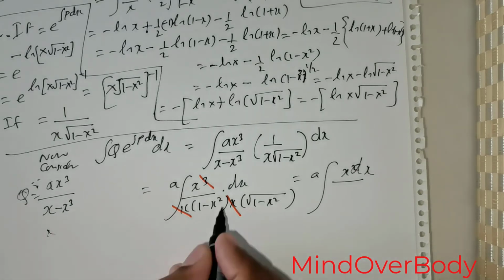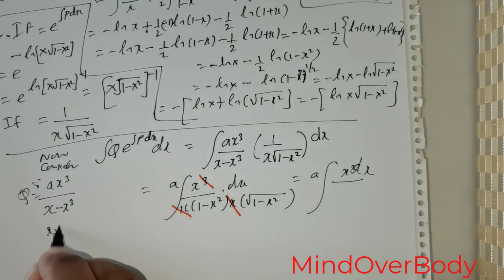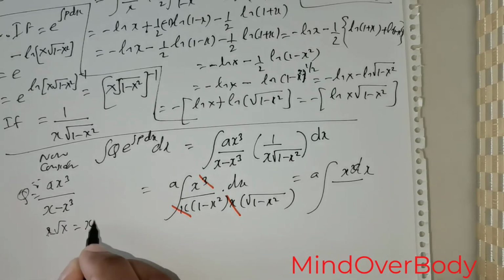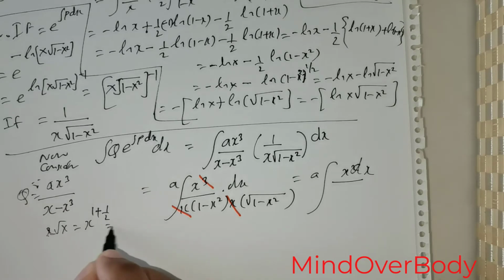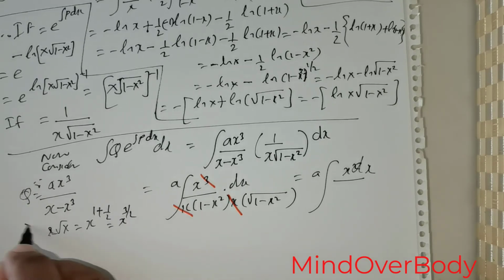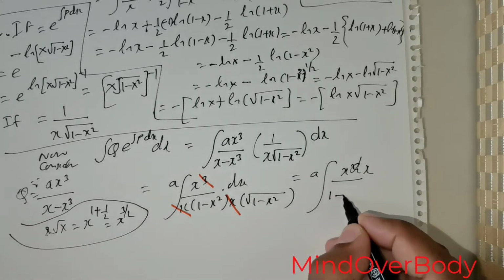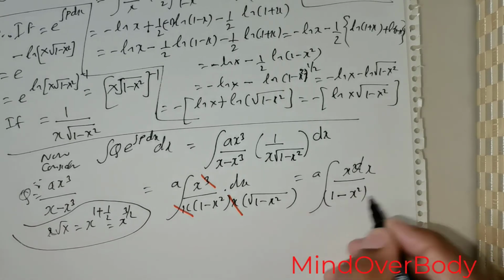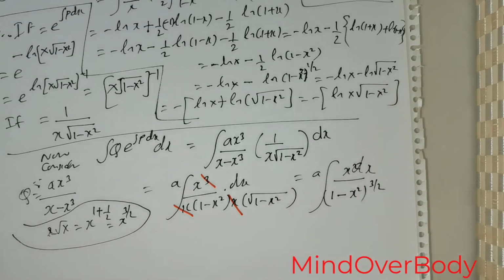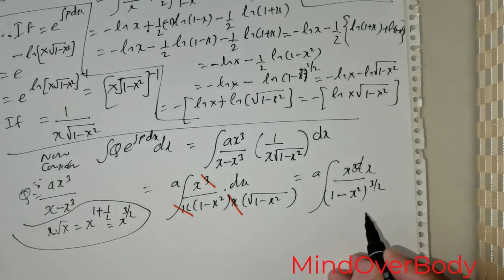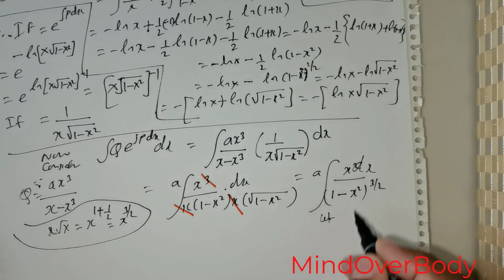Now coming back, what is this? If this is x and this is root of x, this is x raised to the power of 1 positive 1 over 2, which is nothing but x raised to the power of 3 over 2, right? So that is exactly what we've got. This is going to be 1 negative x squared raised to the power of 3 over 2. Now we can bring it to the numerator and evaluate it, or we can just evaluate it from here. So what I'm going to do is use substitution.